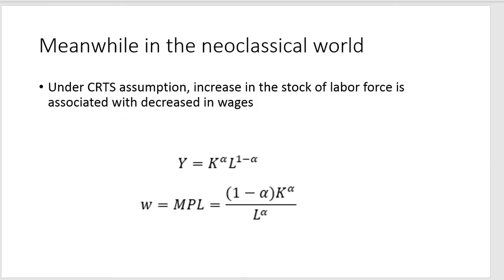So actually it's radically different to what we can conclude from the neoclassical model featuring constant returns to scale. Under the constant returns to scale assumption, an increase in the stock of labor force is associated with a decrease in wages, simply because wage is calculated as the marginal product of labor, and when the stock of labor increases, the marginal product of labor decreases, and wage accordingly. So again, even at this point, you can see how implications of Krugman's model are radically different from the implications of the neoclassical model.